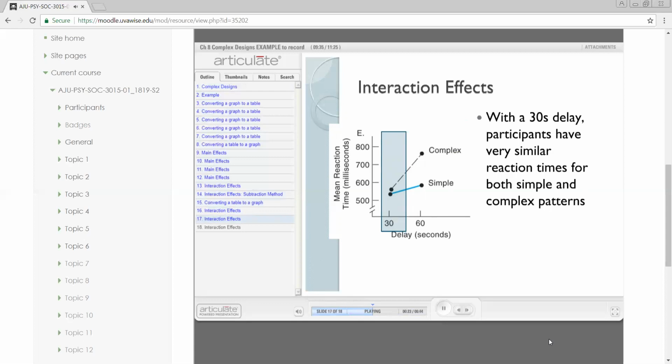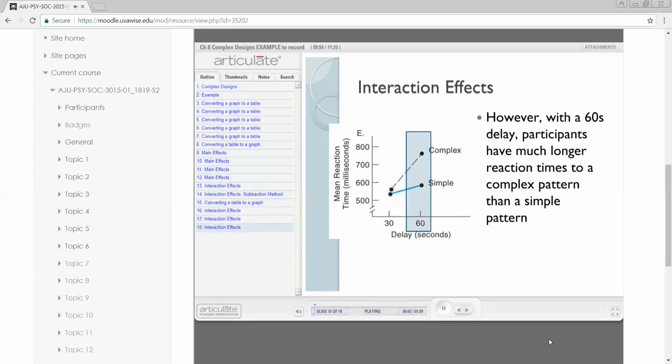So at 30 seconds, there's only a small difference in reaction time between the simple and complex tasks. They're essentially the same. So at a 30-second delay, participants had very similar reaction times for both simple and complex patterns. Again, we're describing what's happening at one level of delay for both levels of complexity. Now we have to describe what's happening at the 60-second delay. And again, we need both to fully understand the interaction. So what we can see is at the 60-second delay, people have much slower reaction times, or much longer reaction times, in complex patterns compared to simple patterns.